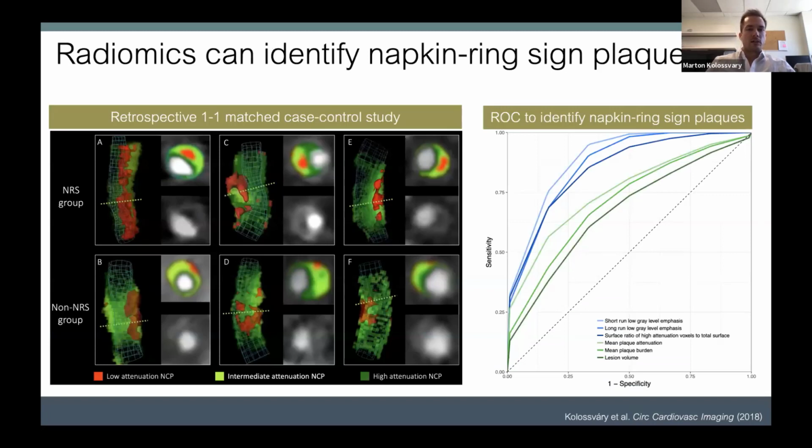So using this analysis, it has been shown, for example, that high-risk plaque features such as the napkin ring sign can be identified. As you can see here in a study which compared, in a matched case control study, the presence of the napkin ring sign, basically these plaques were matched based on all characteristics except for this marker, and the radiomic features significantly outperformed conventional features in identifying these plaques, as seen on the ROC curves to the right.